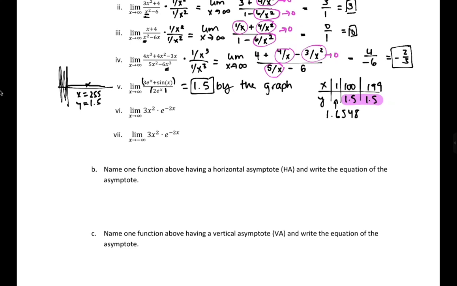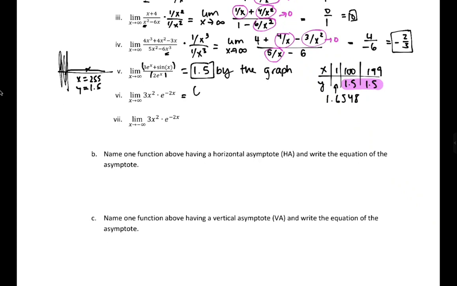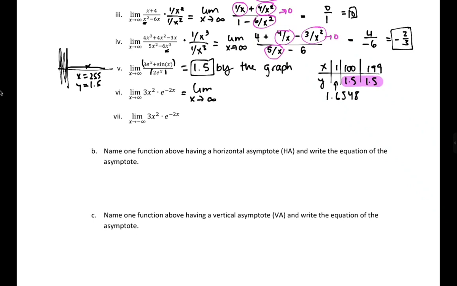Okay, so for part 6, we have the limit as x approaches infinity of 3x squared times e to the negative 2x. So I know that x squared will approach infinity, and e to the negative 2x is like e to the negative infinity. So what I'd like to do is rewrite this in a way that makes it easier for me to interpret. I know that this is the same as 3x squared over e to the 2x, because the negative exponent causes the reciprocal to happen.